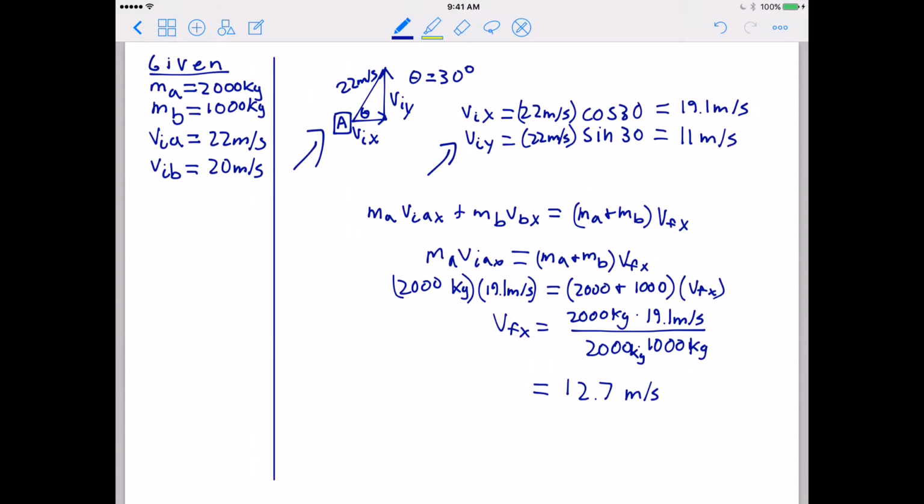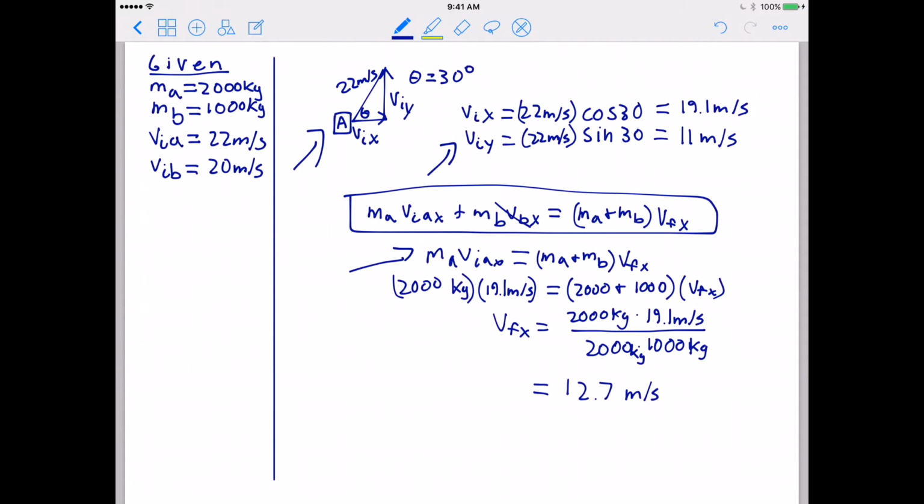Now we go to this momentum equation. It shows the mass of car A and the v initial of car A in the x direction, and the mass of car B and the v initial of car B in the x component. At the end, because the masses combine, we add the two masses together. Then we have a variable for the final velocity in the x component of the entire two cars.